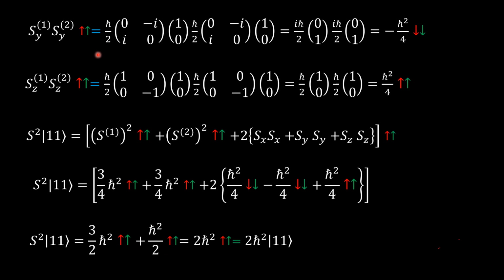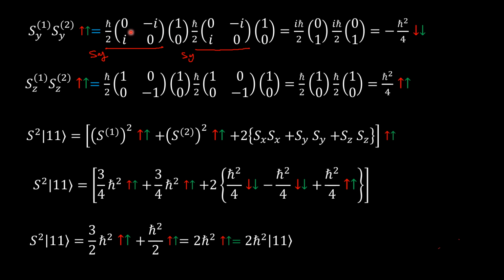Now we will see what will happen if Sy acts on the spin up state. Then this is the Sy matrix we have seen: ħ/2 times (0, -i; i, 0). And the spin up state for the electron is (1, 0). Similarly for the proton, the same Sy matrix is multiplied by this spin up state.